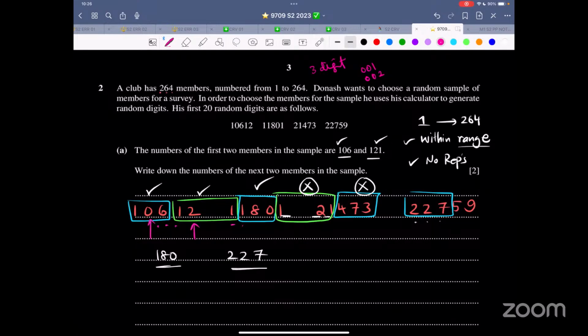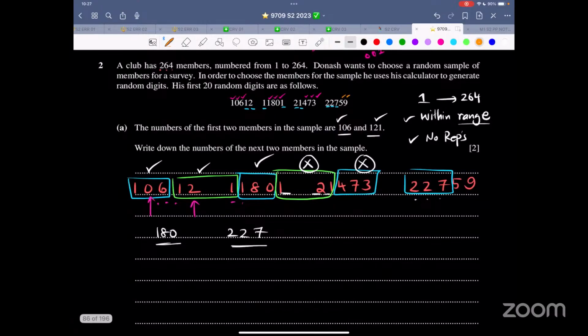And over here, 6 digits are given. So how do we break this up? We break this up in this manner. Let me choose 2 colors. This is 106. This is 1, 2, 1. And then the next one is 180. And then let's choose 121. And then let's choose 473. And then choose 227. And then there is a 2-digit number. So therefore, it's not of any use.